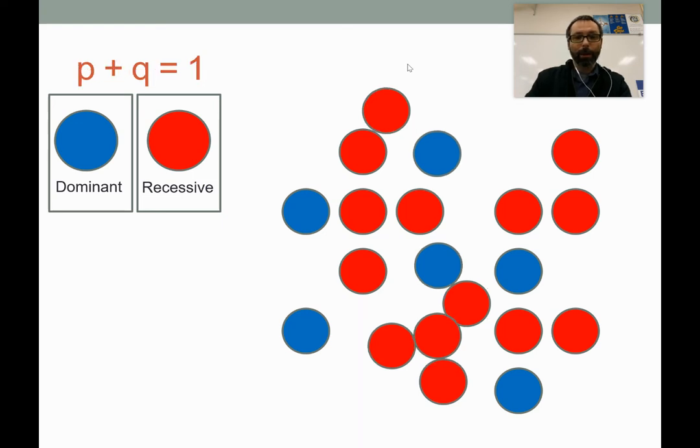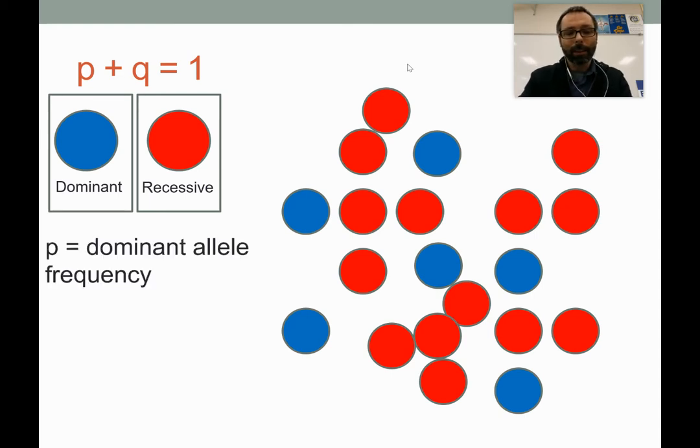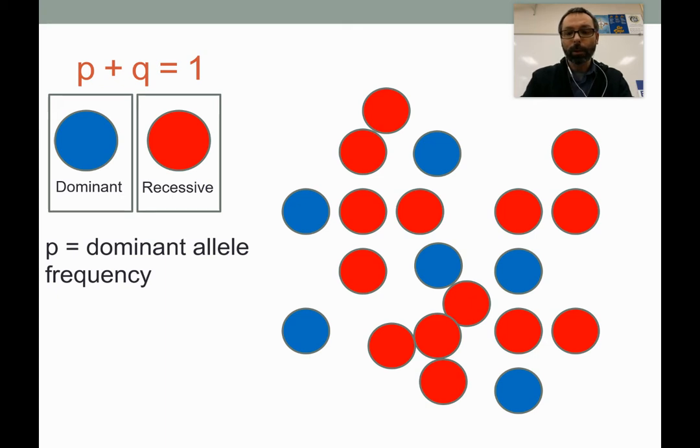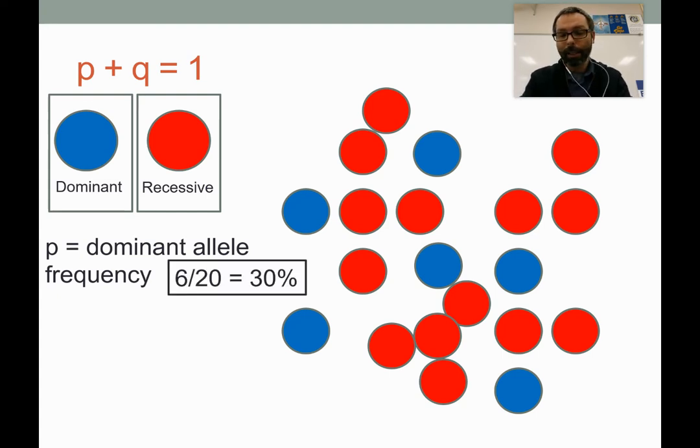Now, here come the probabilities, right? First is P plus Q equals 1. So this is just for alleles. P is the dominant allele frequency. So what they said was, if I have this gene pool, what are the chances that if I reach into the gene pool and pull out one allele, it will be dominant, right? So again, on the screen, what are the chances you will pick a blue dot? And of course, that would be 6 out of 20, which makes it a 30% chance. 3 out of the 10 alleles are dominant.